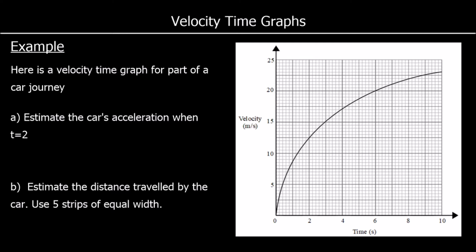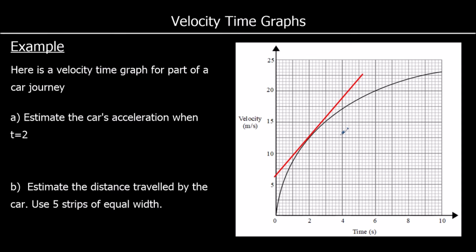So part A, estimate the car's acceleration when t equals 2. The acceleration on a velocity time graph is the gradient, and we estimate the gradient at a certain point by drawing a tangent. So if I draw a tangent, so it's going to be a line that just touches the curve at that point, and work out the gradient of the tangent, we can use that as an estimate for the gradient at that point.